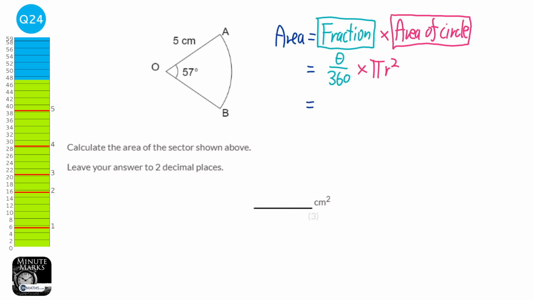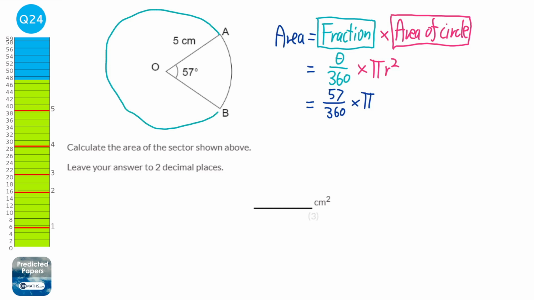So the angle we have for this question is 57 over 360 times pi r squared. Now, to work out what r is, we just imagine the circle is whole. I'll do a badly drawn circle. And you can see here that this length, this 5 centimeters, is the distance between the center of the circle and the circumference. So that is a radius. So it's going to be times 5 squared.